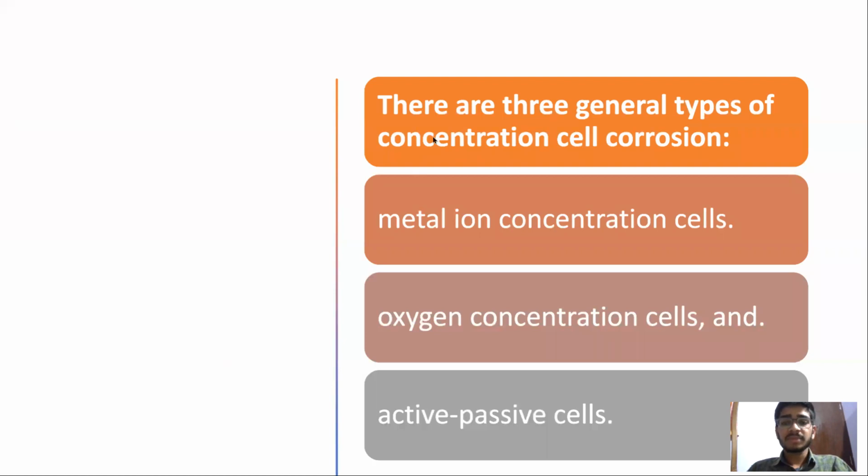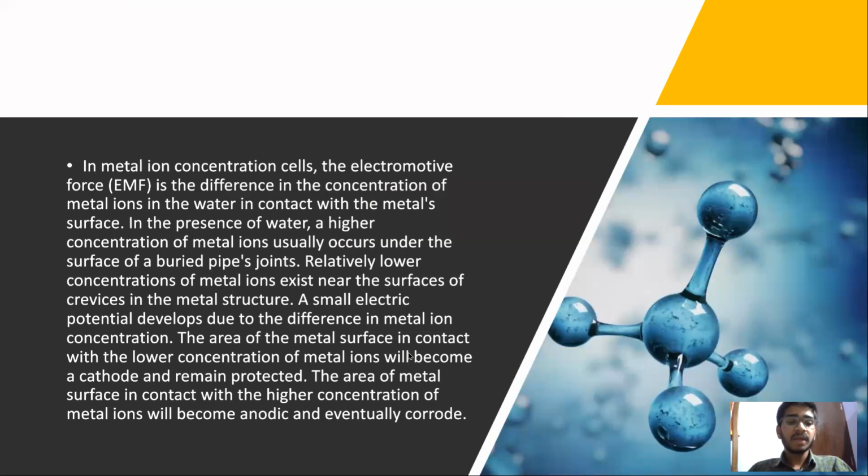There are three general types of concentration cell corrosion: metal ion concentration cells, oxygen concentration cells, and active-passive cells. In metal ion concentration cells, the electromotive force is the difference in the concentration of metal ions in the water in contact with the metal's surface.